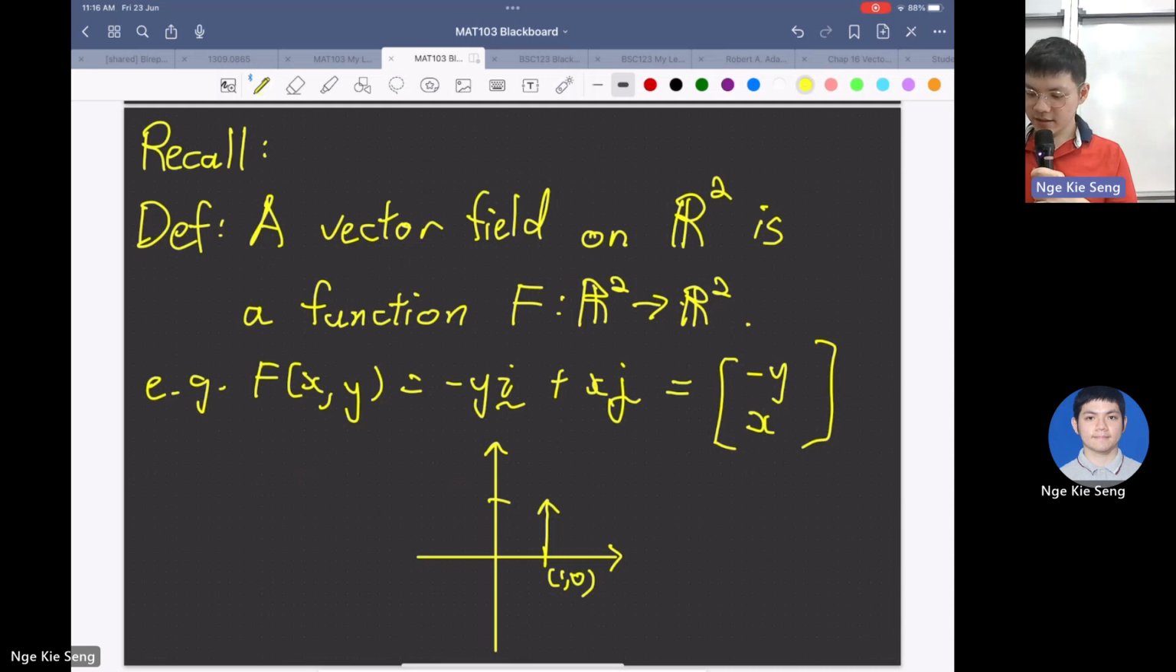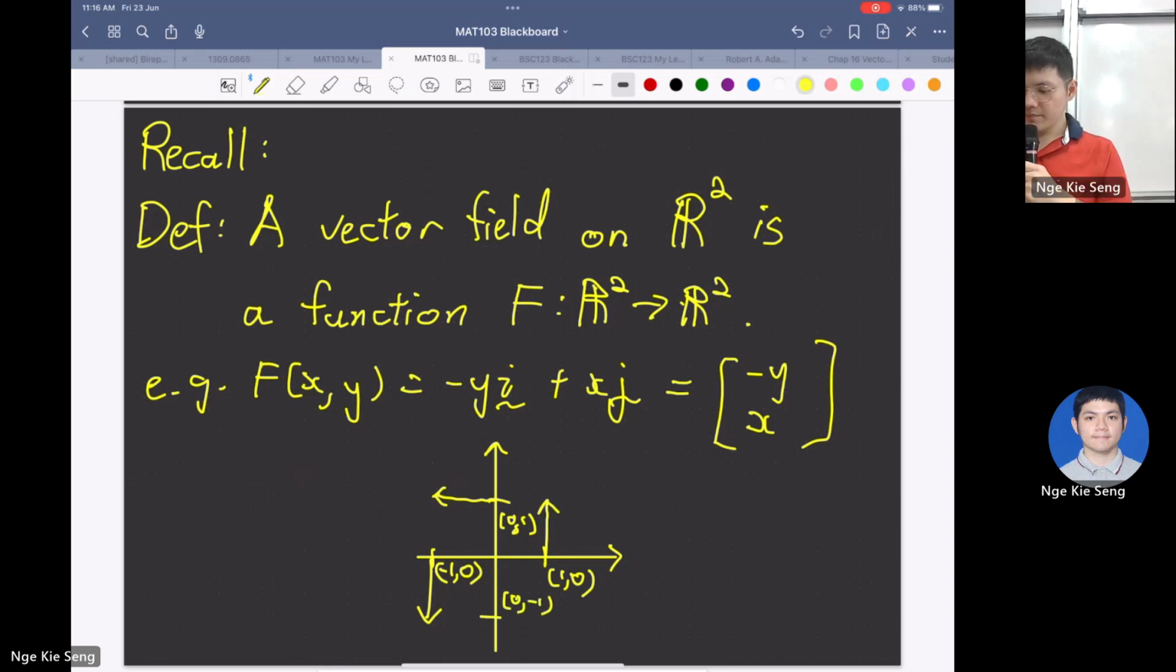How about at 0, 1? What do you have? You have minus 1, 0. Okay, so minus 1, 0 is in which direction? Horizontal. Okay, minus 1, 0. And then similarly, you can work out what is minus 1, 0, which is just 0, minus 1, going down.